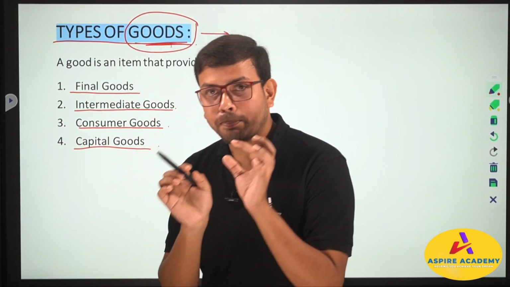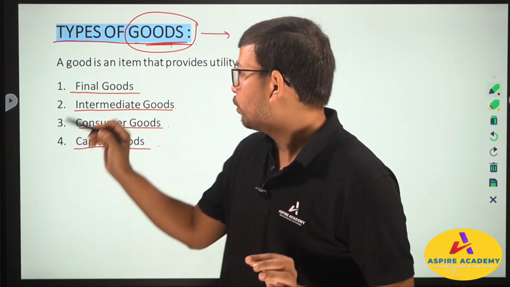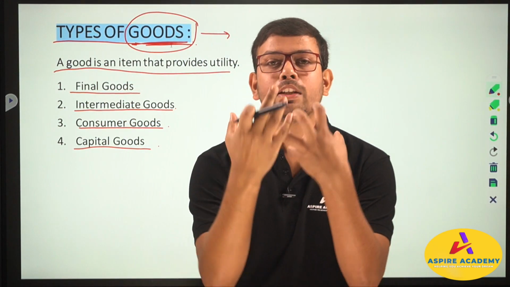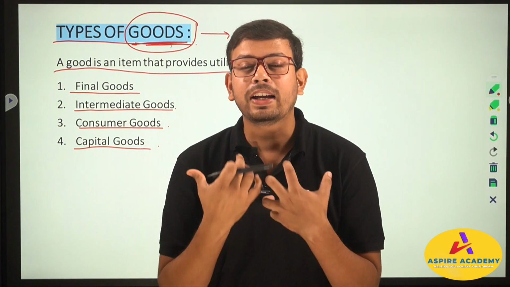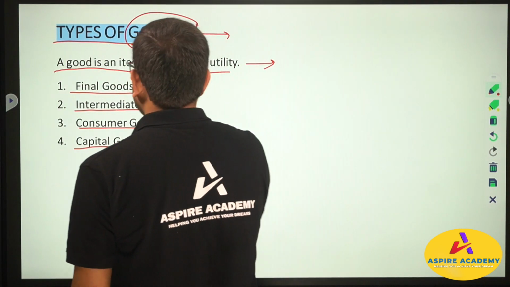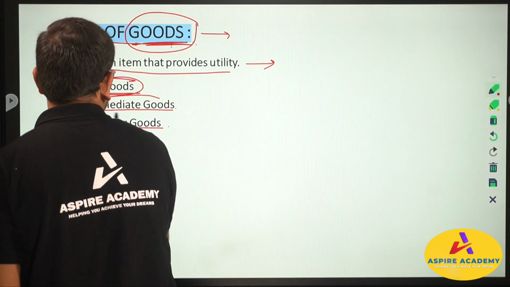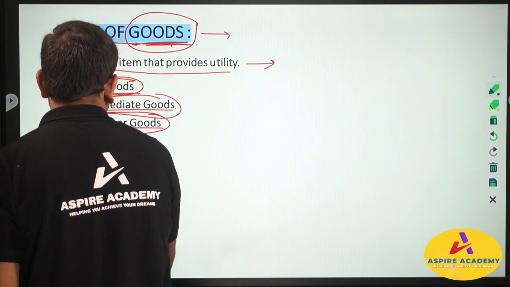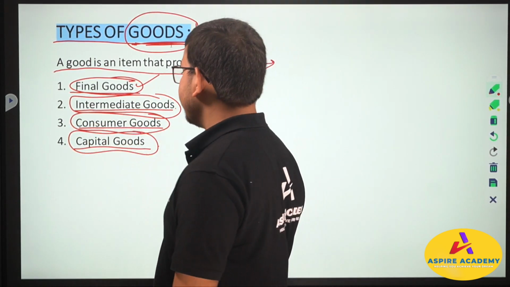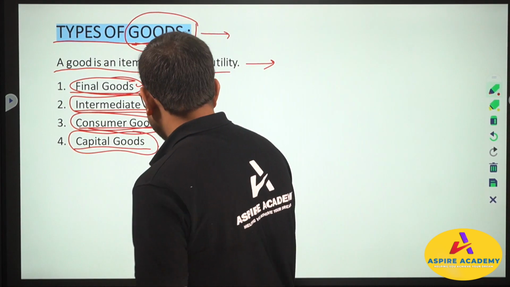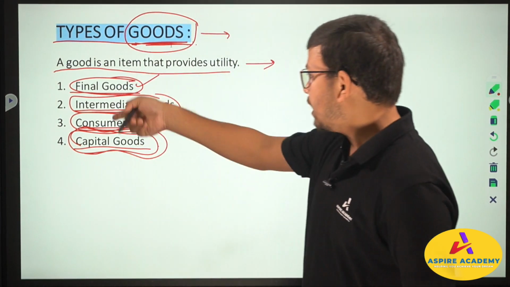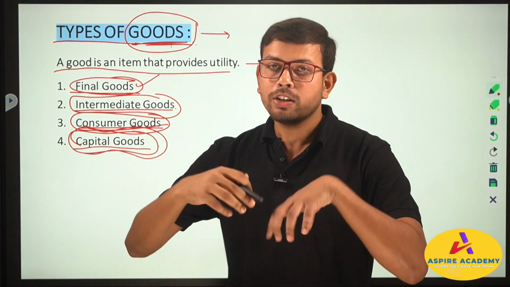Okay, if you want a basic or proper definition of what a good is, I have already mentioned a good is nothing but an item that provides utility. Utility for what? Utility to satisfy your needs, satisfy your wants. After that, there are 4 basically major types of goods that we have in an economy. The first one is final good, the second one is intermediate good, the third one is consumer good, and the fourth one, the very most important one, is the capital good. So these are the 4 types of goods that we produce in an economy.